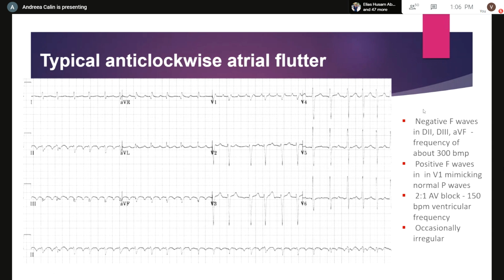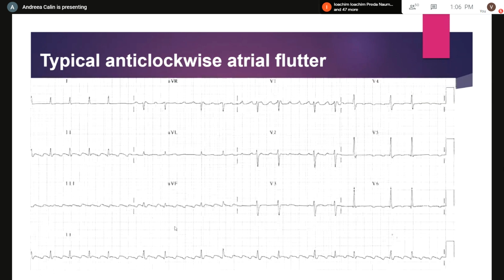So, negative F waves in these leads, in the inferior leads, with a frequency of about 300 beats per minute, and positive F waves in V1. And in many cases, we have a 2-to-1 AV block, and occasionally the rhythm may be irregular. In this case, the rhythm is irregular because we have 2-to-1 and 3-to-1 block.